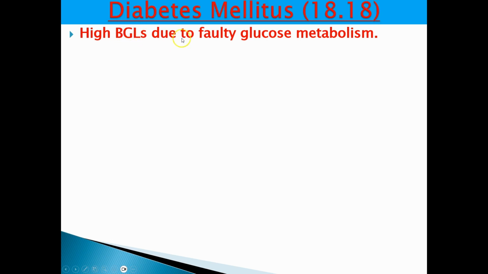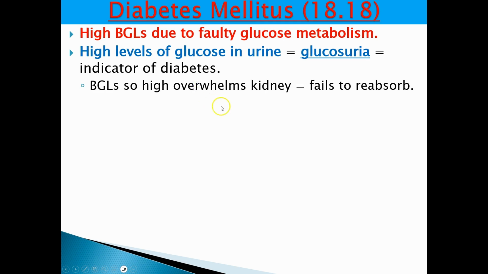High blood glucose levels due to faulty glucose metabolism. So here, the faulty formation of glucose, the faulty processing, the faulty uptake, it really doesn't matter. Any sort of faulty glucose metabolism can be considered diabetes or signs of diabetes. So just really high blood glucose levels. All right. One of the key indicators is often something called glucoseuria.